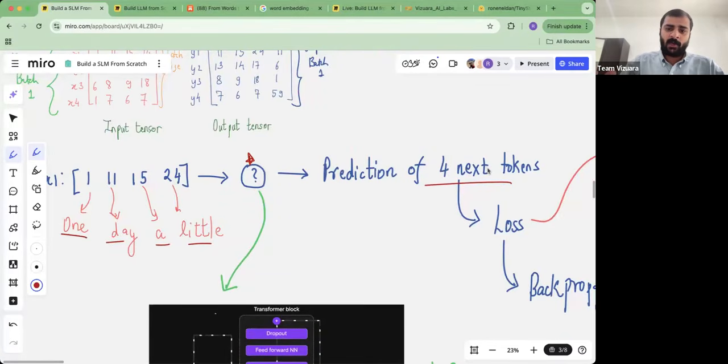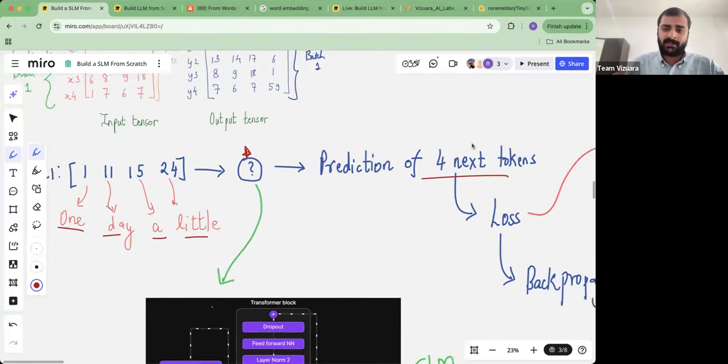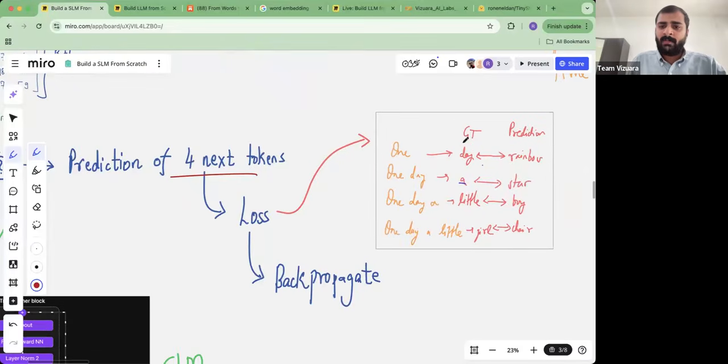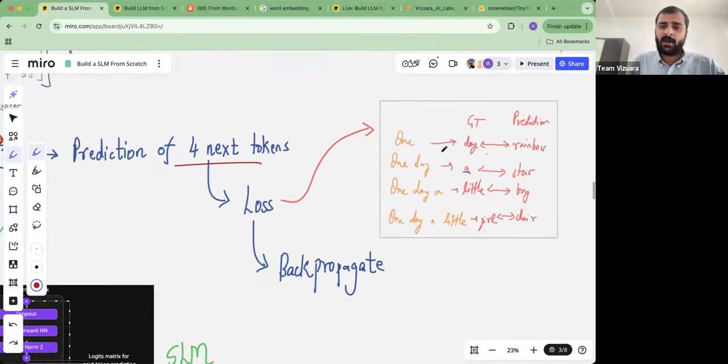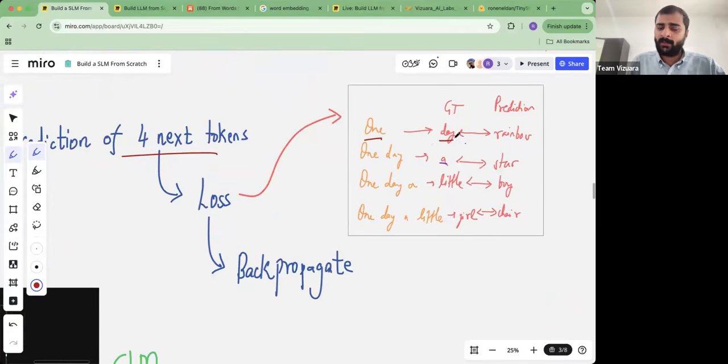So the language model is going to predict 4 next tokens, which are going to be matched with the ground truth. So let's say "one day a little," right? We know the ground truth. For "one" as the input, "day" should be the output. For "one day" as the input, "a" should be the output. For "one day a" as the input, "little" should be the output. And for "one day a little" as the input, "girl" should be the output. This is the ground truth.